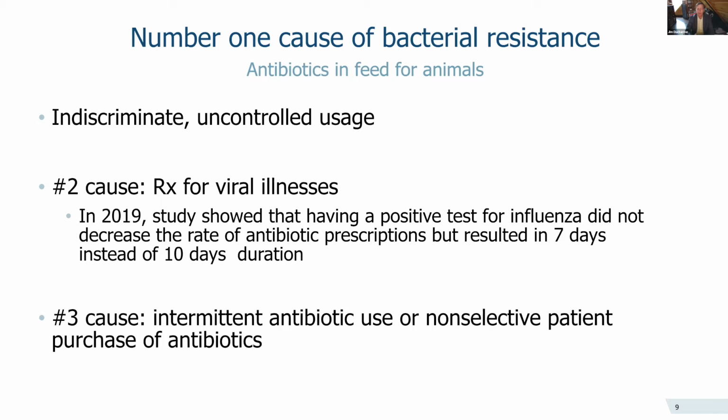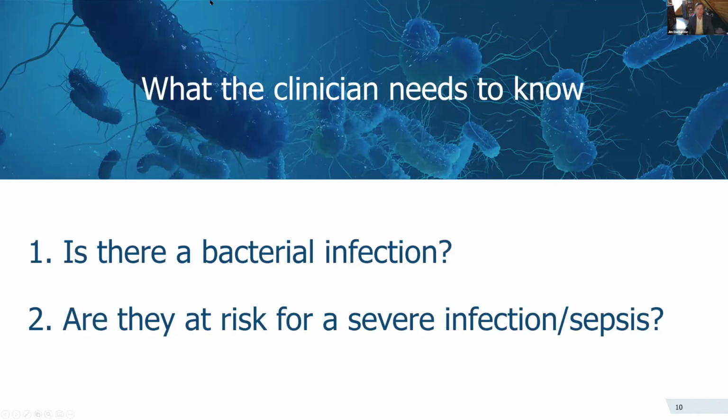We can see that a lot of this is out of our control. The most common cause of bacterial resistance is the indiscriminate, uncontrolled use of antibiotics in feed for animals, which I know Europe has tried very hard to control. But in many countries, patients can buy antibiotics over the counter and then take them or sell them and use them on an intermittent basis.